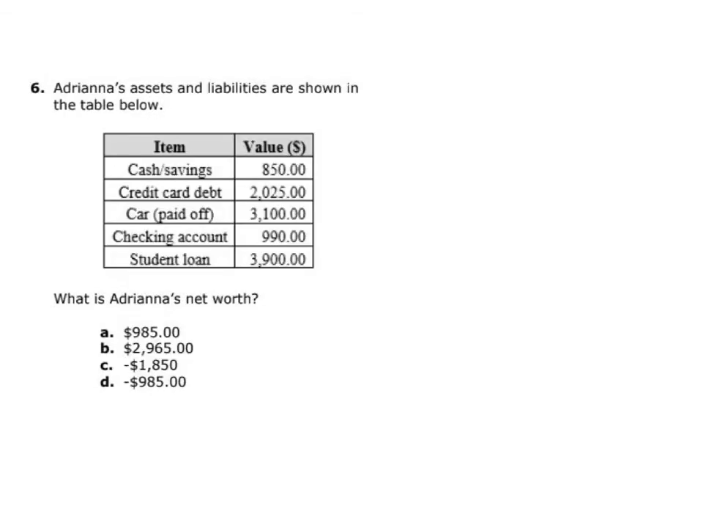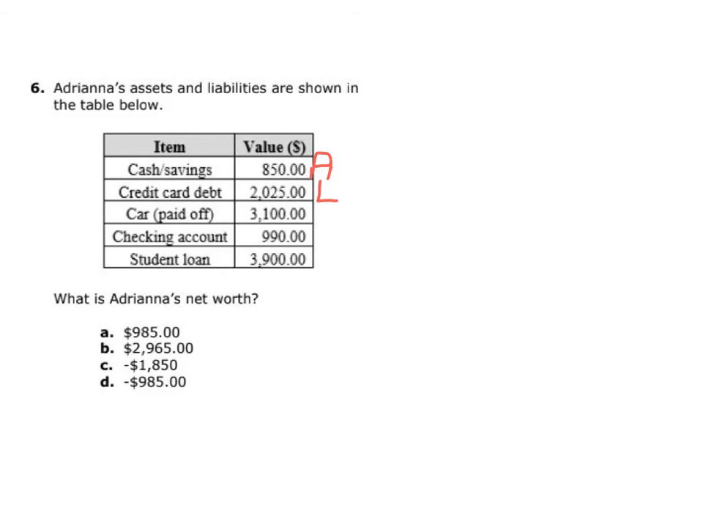Number 6, Adriana's assets and liabilities are shown in the table below. What is Adriana's net worth? So what we need to do is figure out which ones are assets, which ones are liabilities. So cash savings, well, that's an asset because it's mine. And we're going to pretend we're Adriana. Credit card debt, well, that's a liability because I owe that.